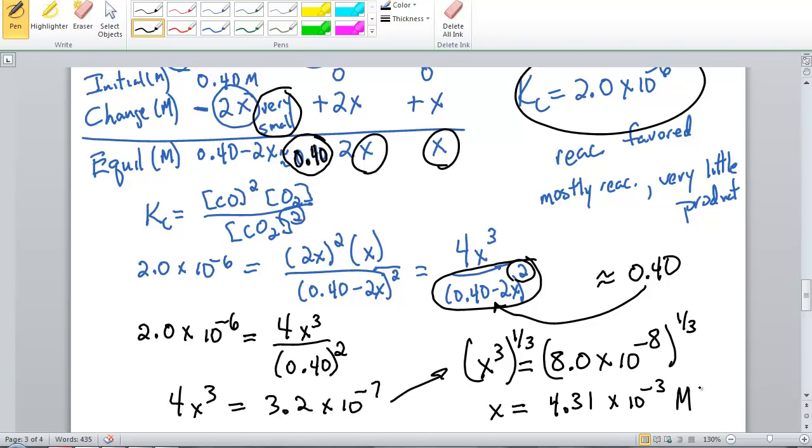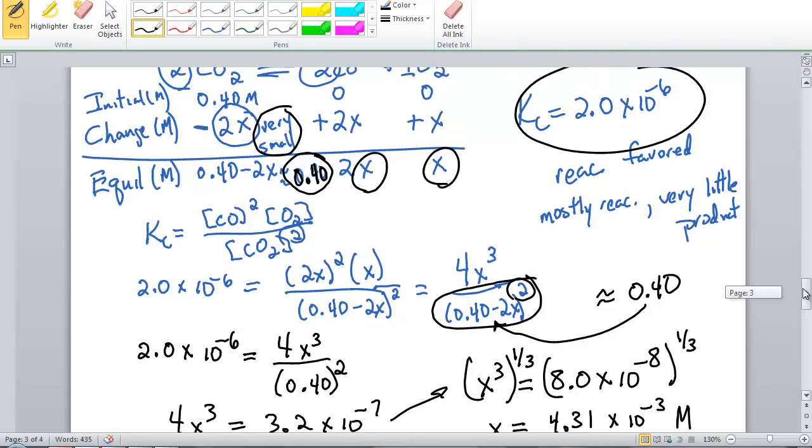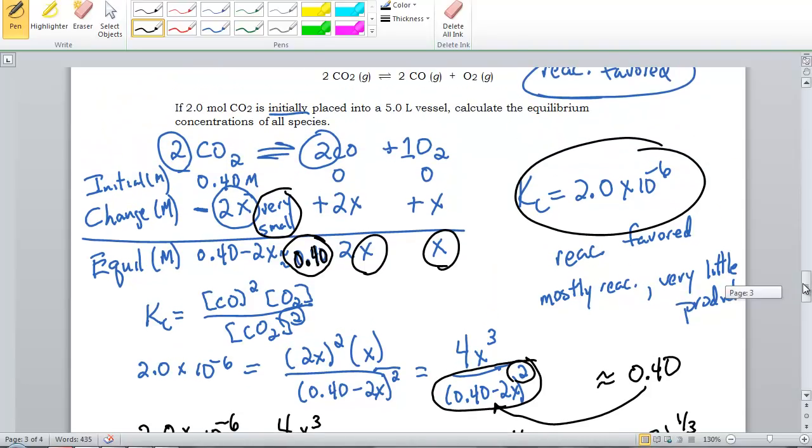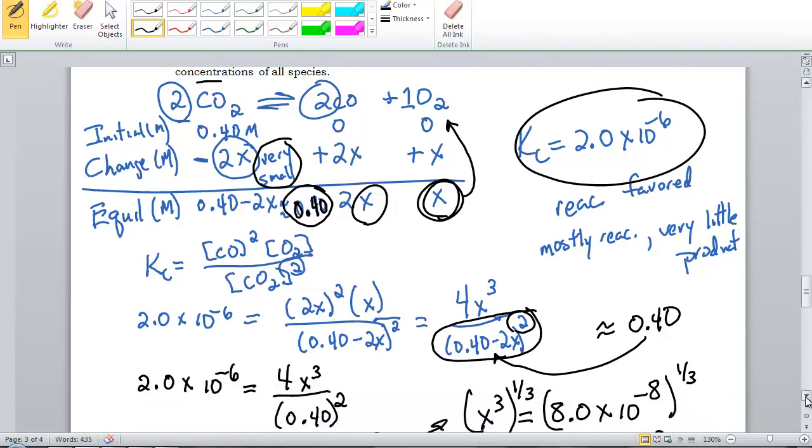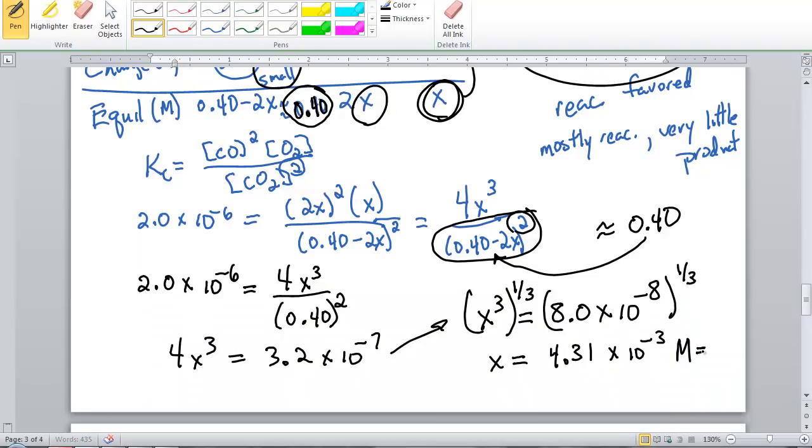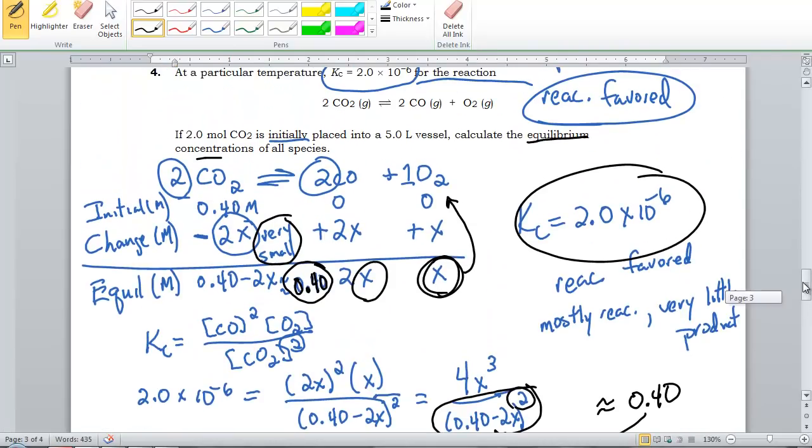All right, are we done? We are not done with this problem. The question was, what are the equilibrium concentrations of everything in that reaction? Now, we've solved for X. So we do have the equilibrium concentration of O2. So this is equal to the O2 concentration at equilibrium. But what is the concentration of CO?